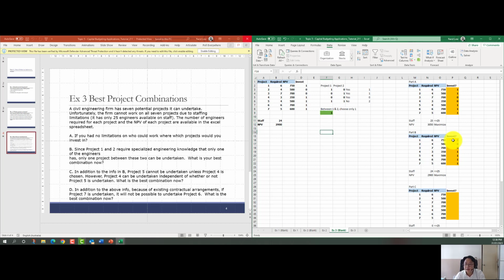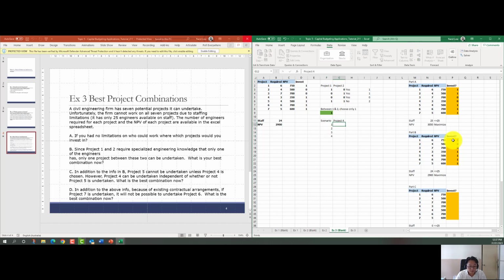So now part number C, in addition to the info in B, project 5 cannot be undertaken unless project 4 is chosen. However, project 4 can be undertaken independent of whether or not project 5 is undertaken. So what is the best combination now? Okay, so it's scenarios, so we put out all these scenarios, right? 1 2 3 4.